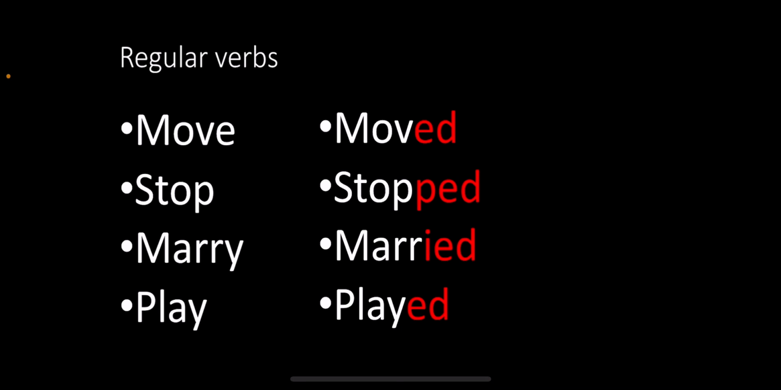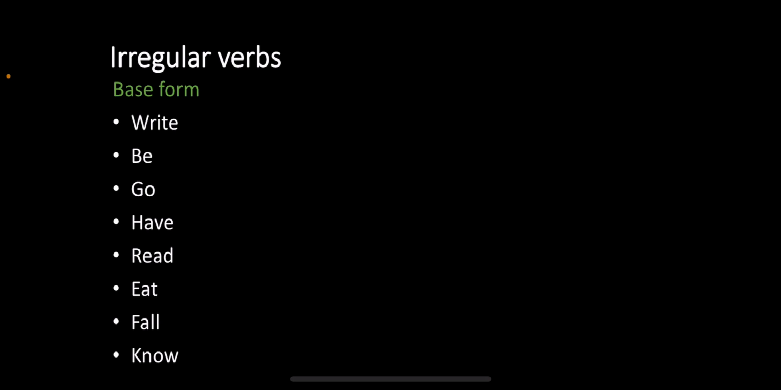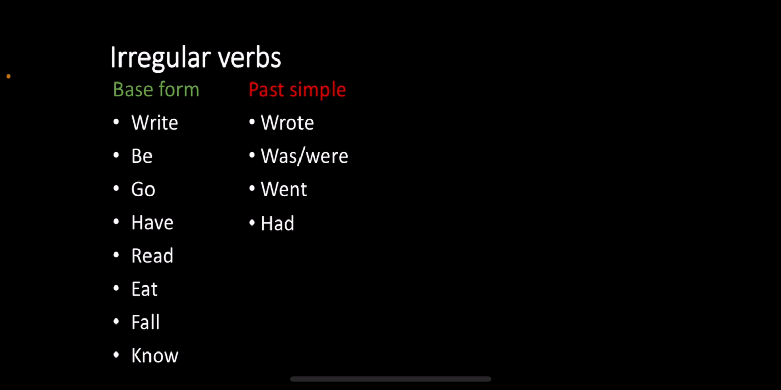past simple. That is for regular verbs, right? So they have their own trick. Now, irregular verbs, they completely change, and we basically have to memorize them, right? Because they are different. So for write, we have wrote. For be, we can have was or were. For go, went. For have, had. For read, we have read.